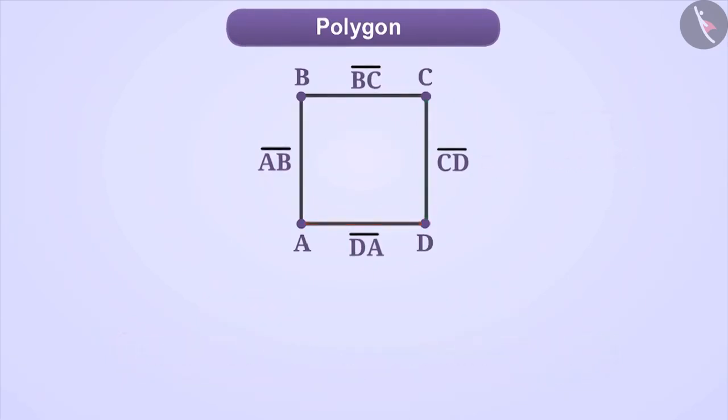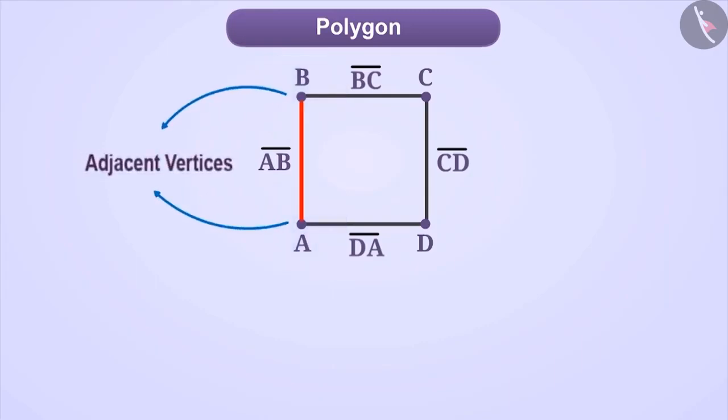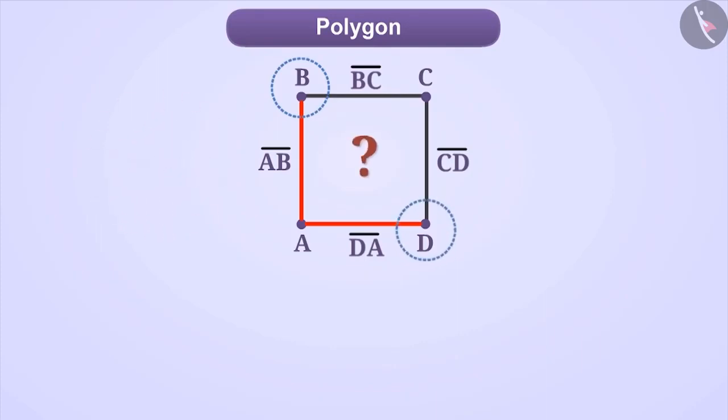Now observe side AB. This side has two endpoints, point A and point B. The endpoints of the same side of a polygon are called adjacent vertices. Therefore, point A and point B are adjacent vertices. Similarly, point A and point D are adjacent vertices. But point B and point D are not adjacent vertices. Can you tell me the reason for this? Absolutely true. The reason behind this is point B and point D are not the endpoints of a single side.